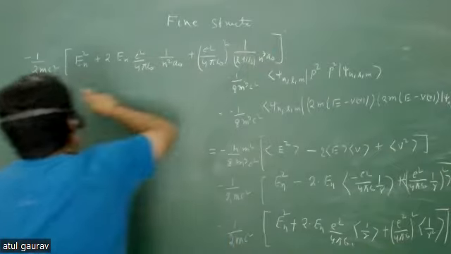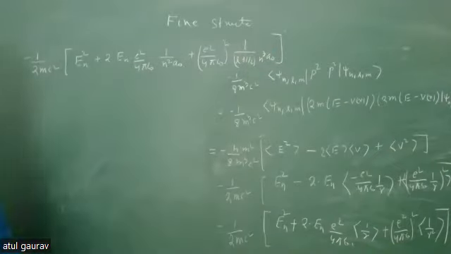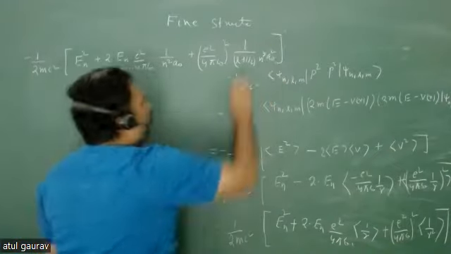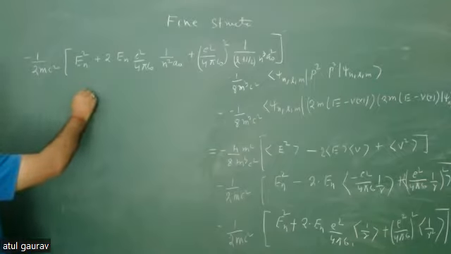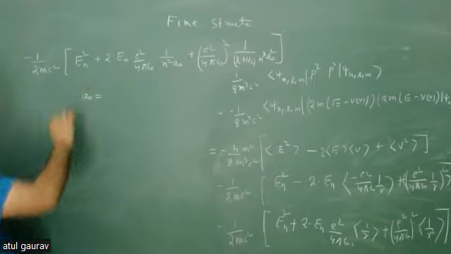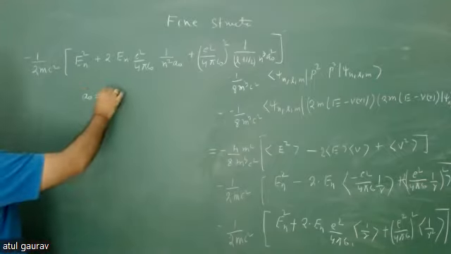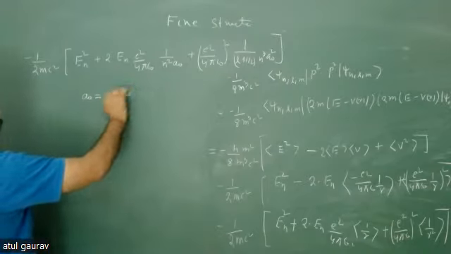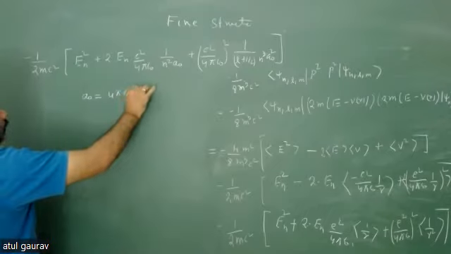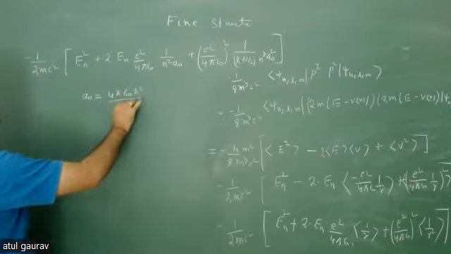So now you can see everything is A naught square. Obviously, this is what? A naught square. And everything you can write in terms of A naught. Now you can put the value of A naught. You can just do this exercise yourself. What is the value of A naught? 4 pi epsilon naught h cut square by m e square.